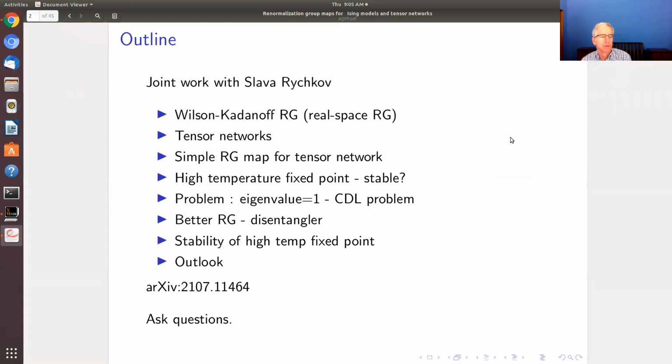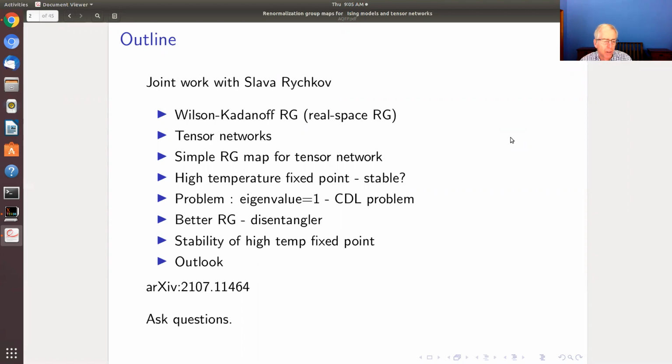Then I'll look at the simplest renormalization group map you can do for tensor networks and start by asking if the high temperature fixed point is stable. It turns out it's not for that very simple map. I'll give a brief idea of why. And then I'll introduce a better map by introducing something called a disentangler. The main result in our paper is a proof of the stability of the high temperature fixed point for that better map.